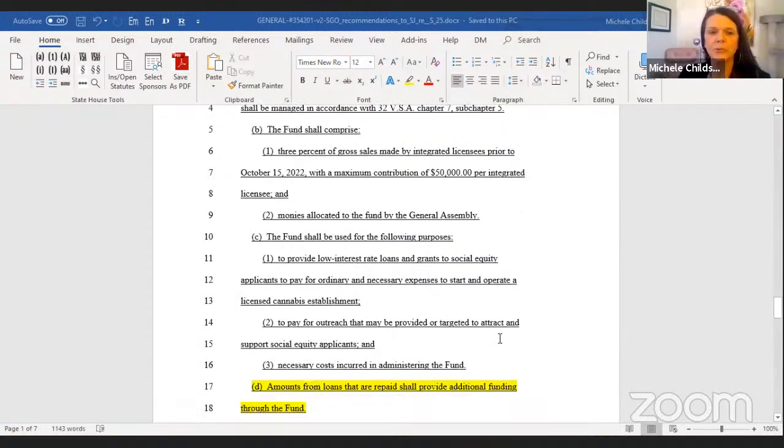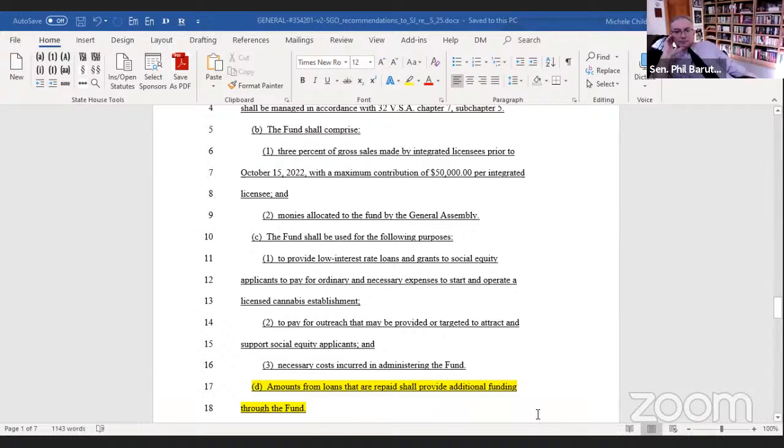You'll see in subsection 2, the purpose of the fund is to provide low interest rate loans and grants to social equity applicants to pay for ordinary necessary expenses to start and operate a cannabis establishment, to pay for outreach that may be provided or targeted to attract and support social equity applicants, and necessary costs incurred in administering the funds. And then subsection D is just identifying that it's to be a revolving loan fund. So as loans are paid back, that provides additional funding within the fund for future loans.